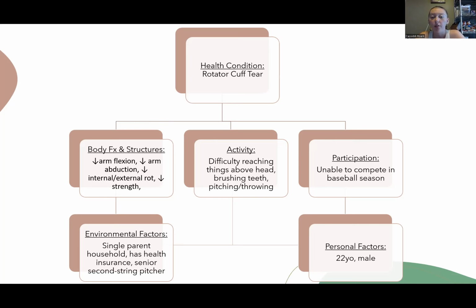The activity that it could impair would be things like reaching above their head, like showering, washing their hair, things like that they would need help with. Even if it's a really bad tear, even a complete tear, it could be as simple as they can't reach their arm up to brush their teeth. And then in this patient's case, pitching and throwing are off the table.